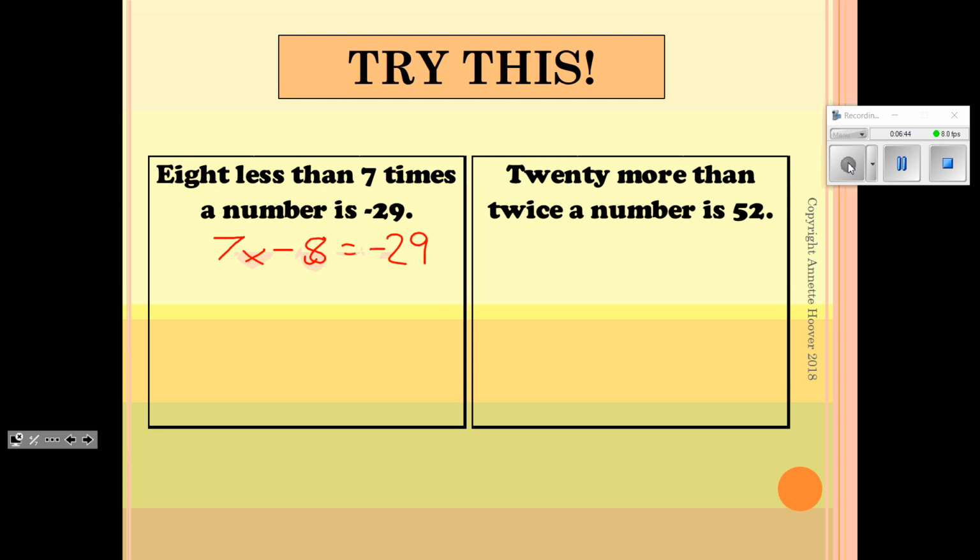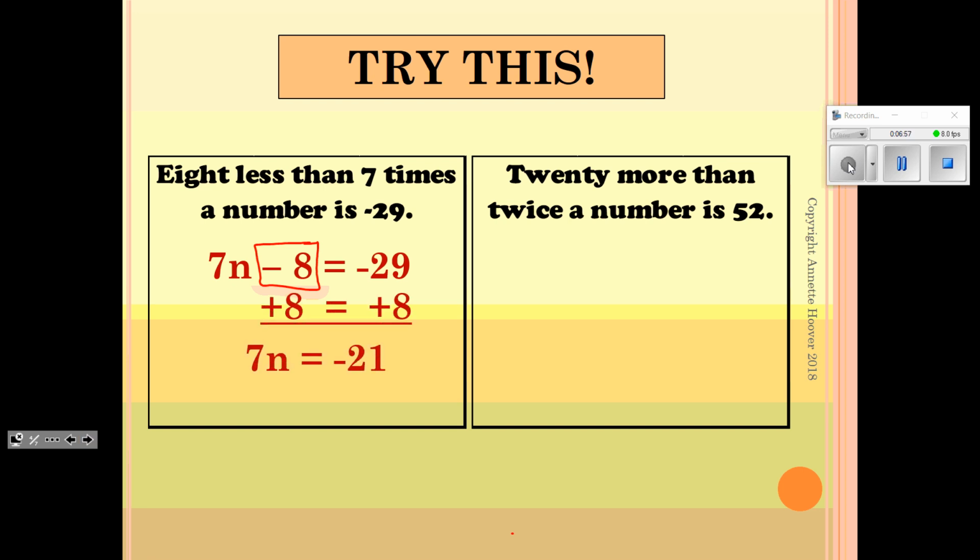Now we're going to solve the equation. To solve it, we are going to first move what's not attached to the variable first. So we're going to move the negative 8 to the other side first by adding 8. When you add 8, you have 7n left on the left side equals negative 21. Now we have to divide both sides by 7, and n would equal negative 3.